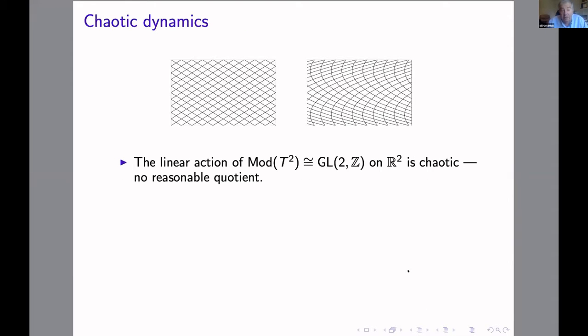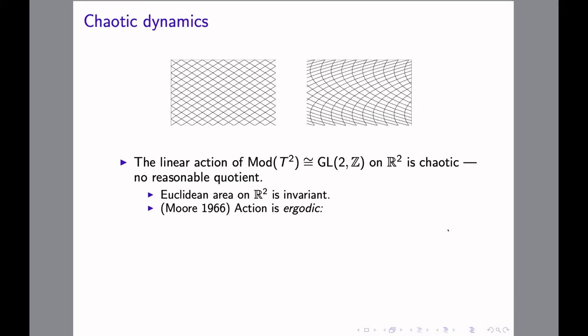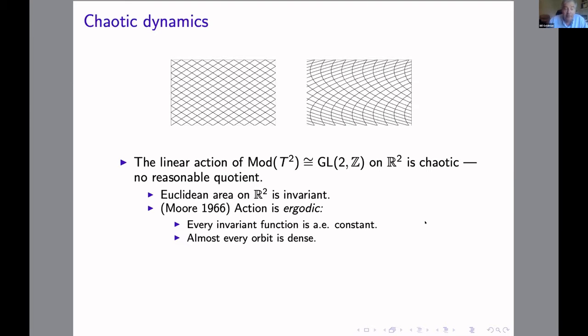Now, the linear action of the mapping class group of the torus, which is GL2Z, is quite chaotic. It has no reasonable quotient. On the other hand, the Euclidean area is invariant. It follows from Moore's ergodicity theorem of 1966 in homogeneous dynamics that the action is ergodic with respect to this area. So every invariant function is almost everywhere constant, and almost every orbit is dense.